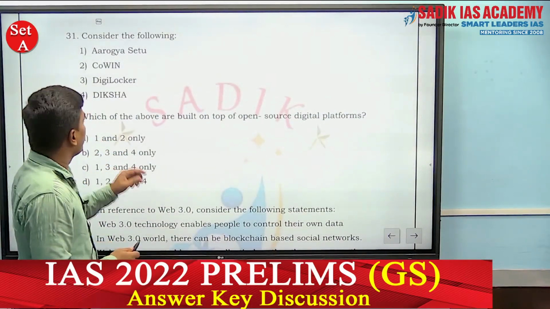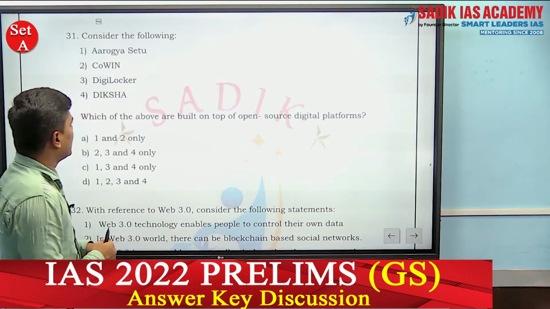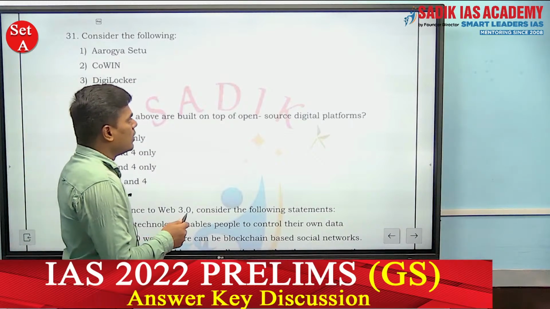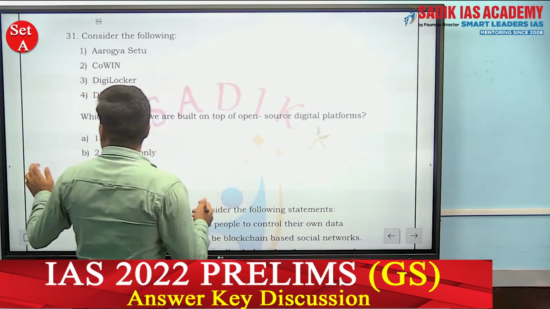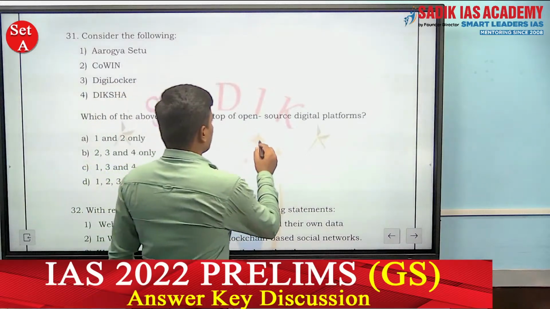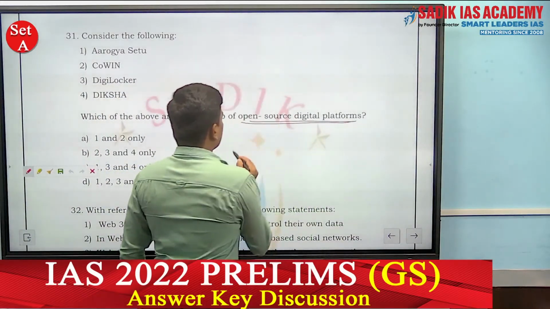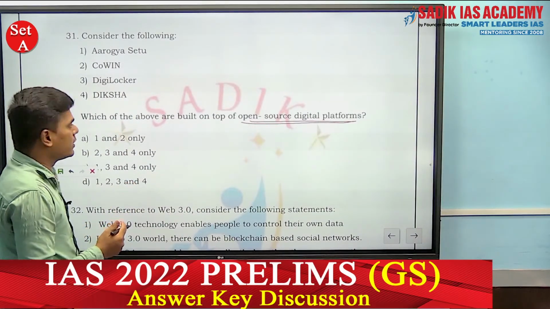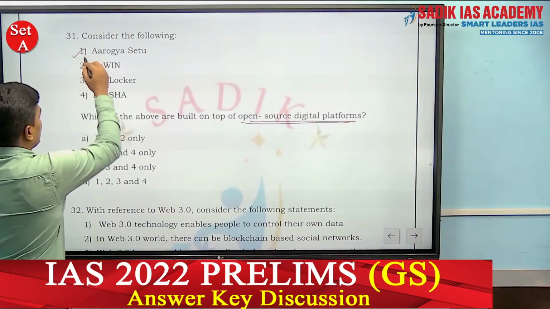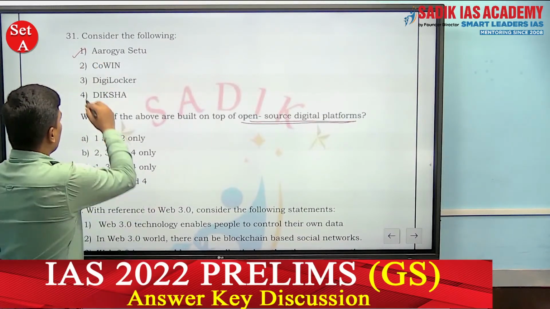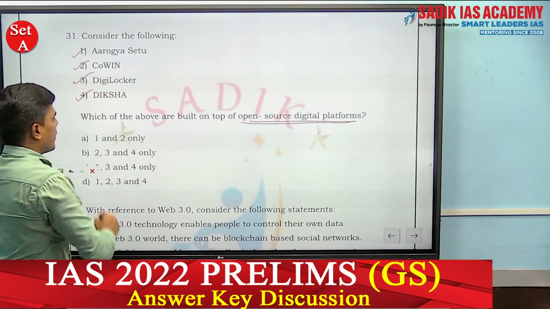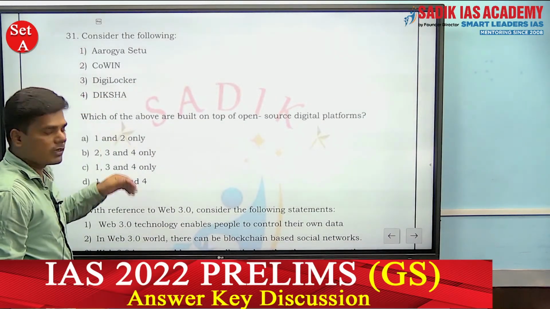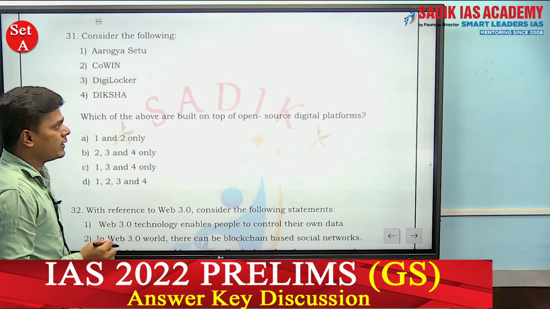Consider the following: Arogya Setu, Cowin, DigiLocker, Diksha. Which of the above are built on top of open source digital platforms? So on top of this, which of these are built? That is the question. Here Arogya Setu is an open source platform only. Cowin, DigiLocker, Diksha. See, all the apps and online platforms come under the open source digital platform.